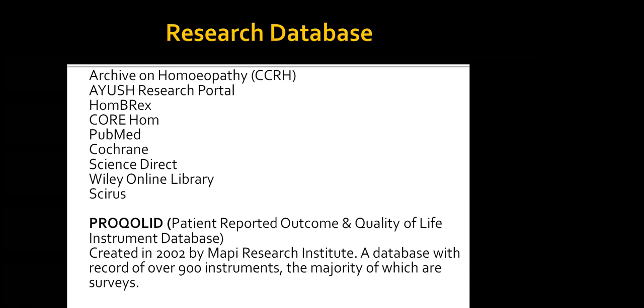One is the PROQOLID database. It is a patient-reported outcome and quality of life instrument database. It was created in 2002 by the Mapi Research Institute, a database with a record of over 900 instruments, the majority of which are surveys.